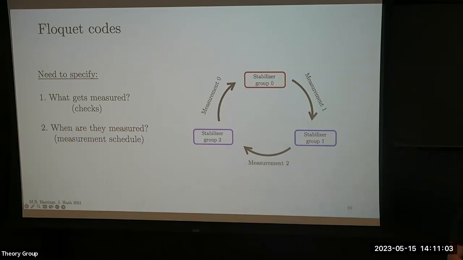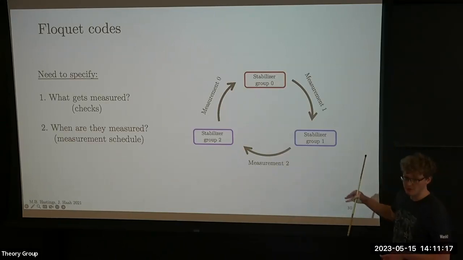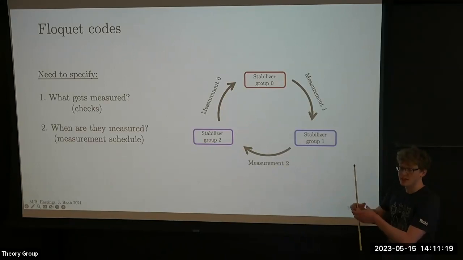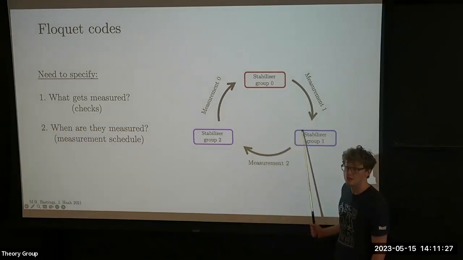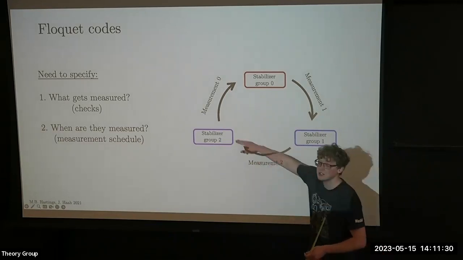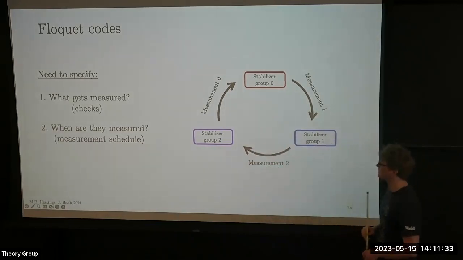The second, which is unique to Floquet codes, is when are they measured? For the toric code, it didn't matter when I measured the vertex stabilizers, the plaquette stabilizers, because they're mutually commuting. For Floquet codes, the checks are non-commuting, so the measurement schedule is all important. You need to schedule the measurements in such a way that the information can indeed be preserved. If you're careless with this, you could destroy information along the way. So this is Floquet codes in abstract. Let me now describe Floquet codes more concretely with an example.